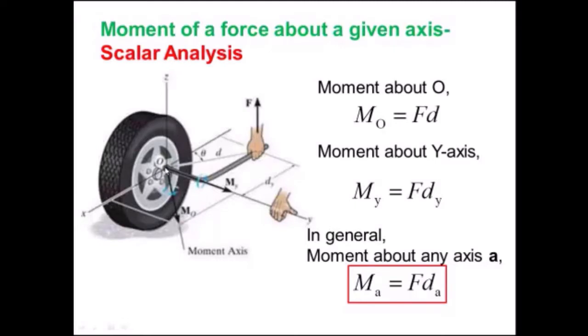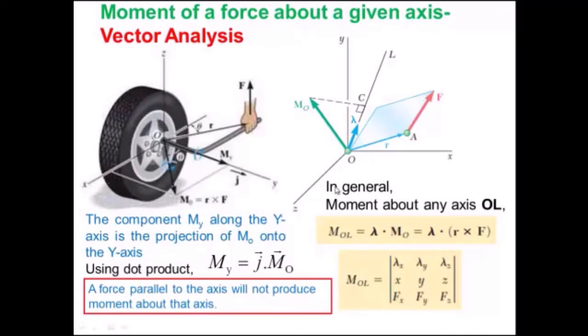But in this case, the nut is tightened with respect to this axis. So the moment about the y-axis is given by force into this distance, the distance from F to the y-axis, that is dy. That is given here. In general, what we can write is the moment about any axis A: the force into the distance between the force and the axis. We write this in a vector form, a general expression.